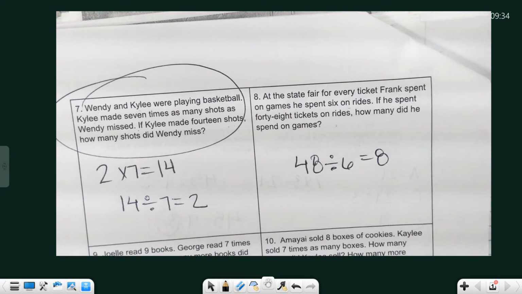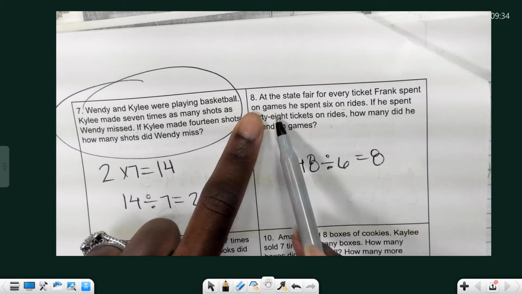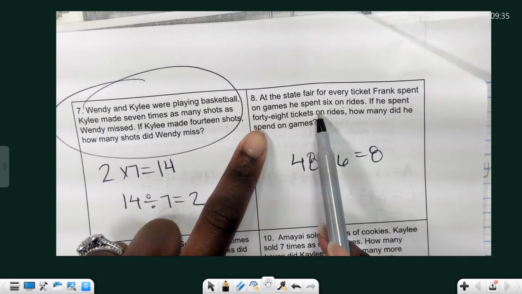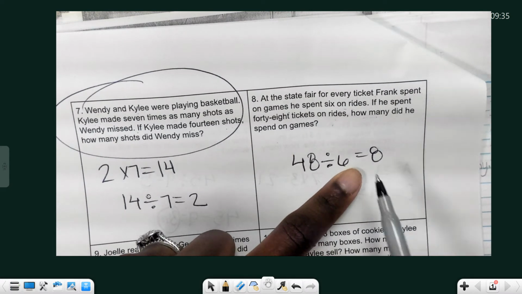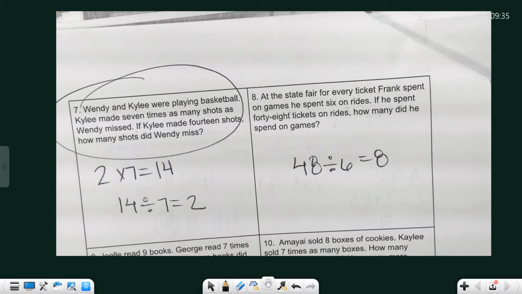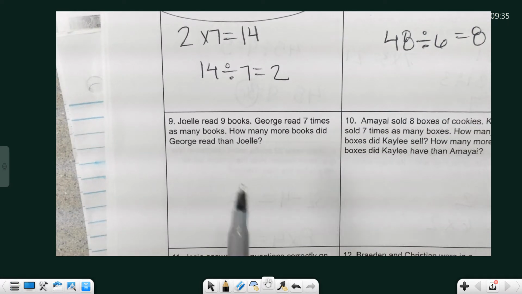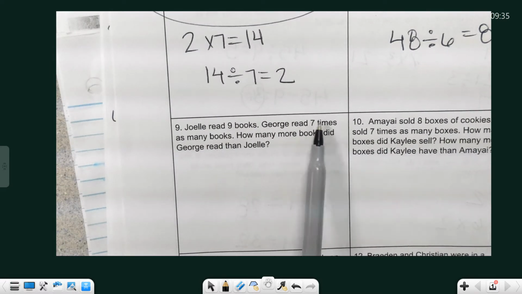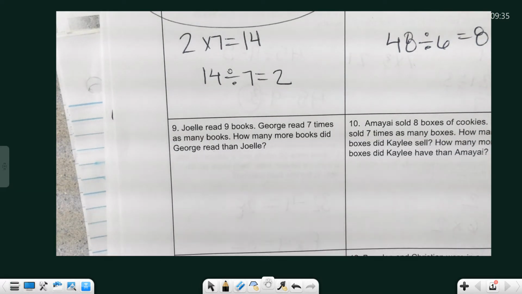Any questions on this one? No, ma'am. Think about it like this. At the state fair, for every ticket he spent on games, he spent 6 on rides. So if he spent 48 tickets on rides, how many did he spend on games? So 48 divided by 6 is going to give you 8. All right. Let's look at number 9. Any questions about 8? No, ma'am. 9. Joel read 9 books. George read 7 times as many books. How many more books did George read than Joel? 2 steps.